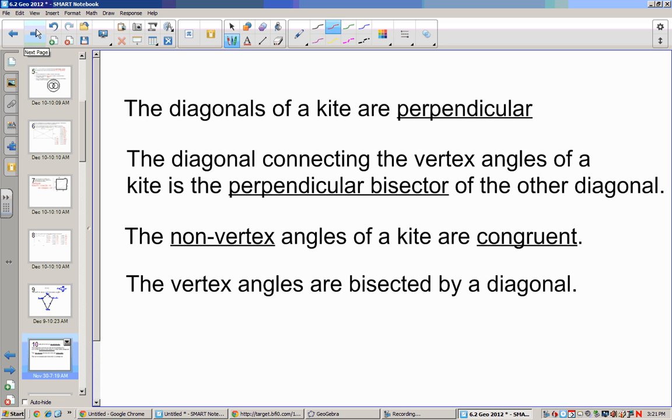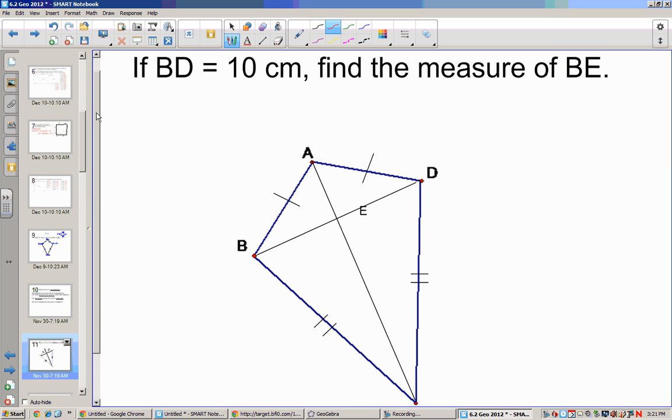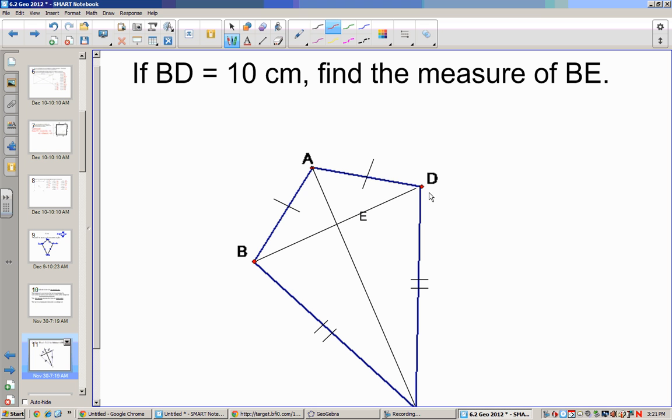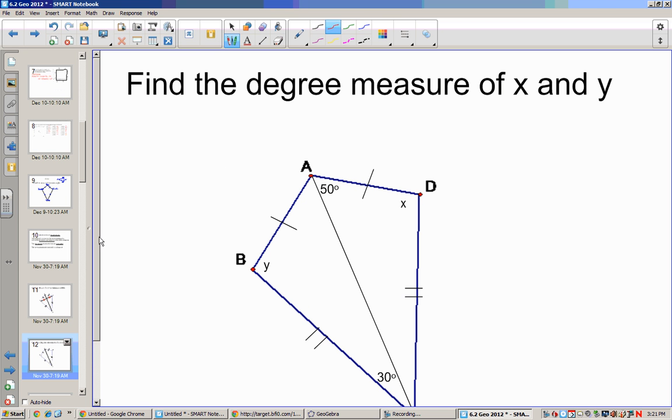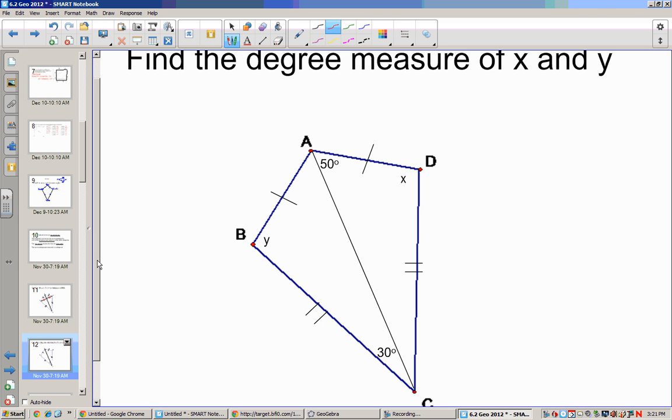All right, so now if we look at some of these properties, if BD is 10, then BE and ED are each going to be 5, because we know that it's bisected. If we know 50 and 30, we want to find x and y. If this is 30, this side over here has to be 30, so those add up to 80, so x has to be 100. These are non-vertex angles, so those are going to be congruent, so that's 100.